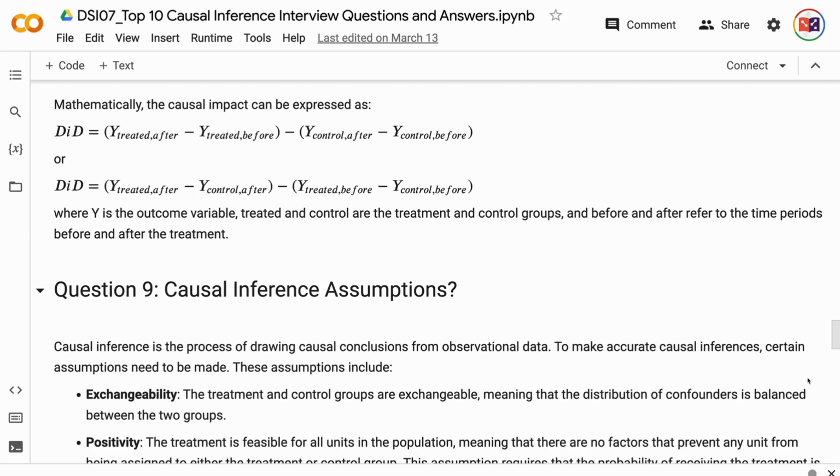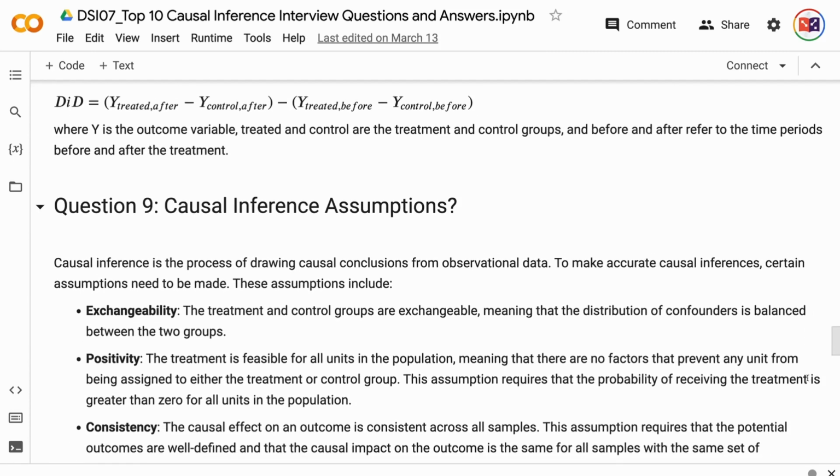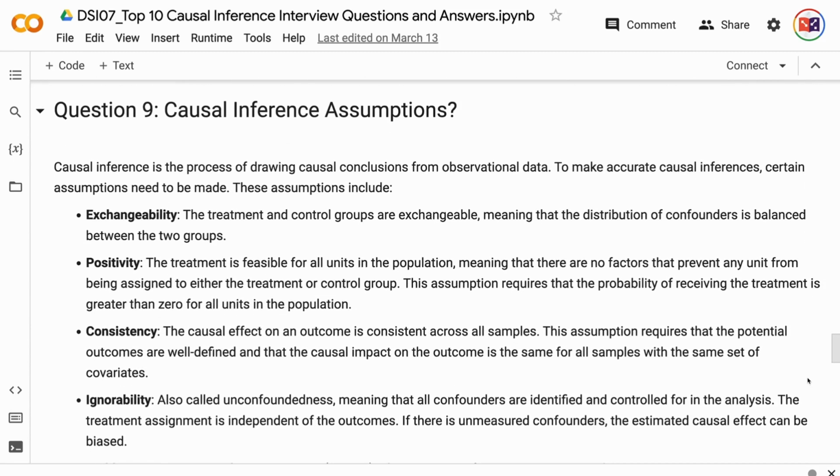Question 9. Causal inference assumptions. Causal inference is the process of drawing causal conclusions from observational data. To make accurate causal inferences, certain assumptions need to be made. These assumptions include exchangeability. The treatment and control groups are exchangeable, meaning that the distribution of confounders is balanced between the two groups. Positivity. The treatment is feasible for all units in the population, meaning that there are no factors that prevent any unit from being assigned to either the treatment or control group. This assumption requires that the probability of receiving the treatment is greater than 0 for all units in the population.